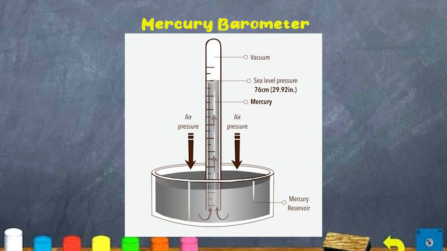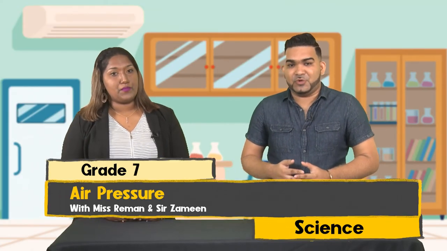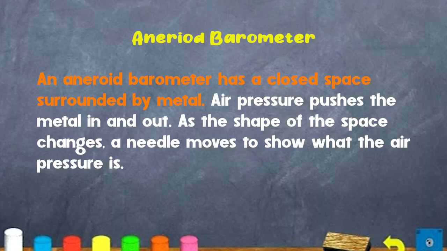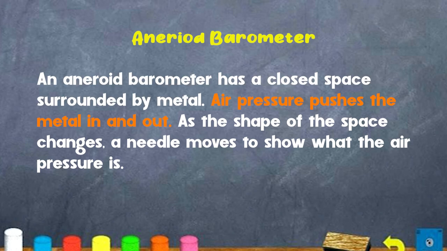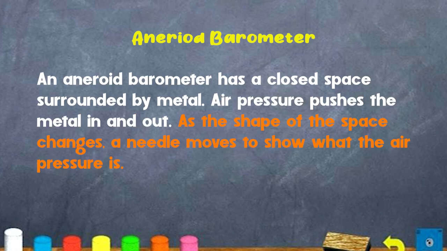Moving on, students, the next type of barometer would be the aneroid. An aneroid barometer has a closed space surrounded by metal. Air pressure pushes the metal in and out. As the shape of the space changes, a needle moves to show what the air pressure is.